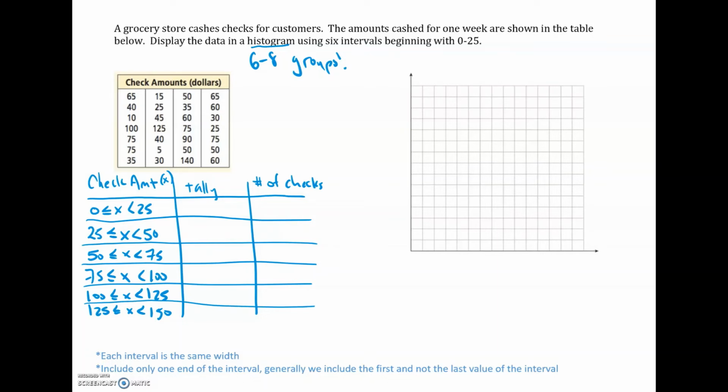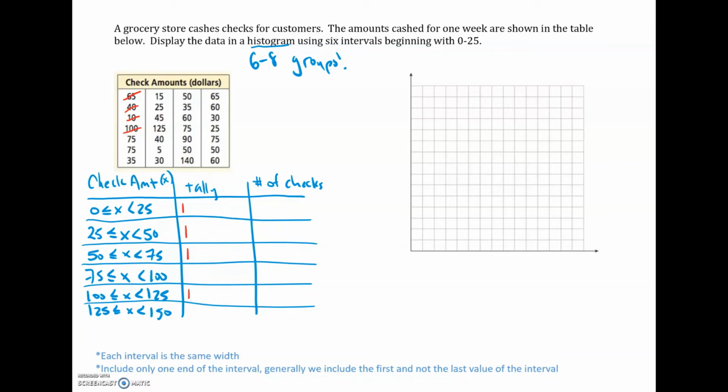Like you can see, 65 is between 50 and 75. That's a tally right there. 40 is between 25 and 50. 10 is 0 to 25. 100, I'm not including here because 100 is not included in that group from 75 to 100. I'm going to include it in the next one because that's where my less than or equal to is. So be careful with that, right? Same with 75. We don't include it here.